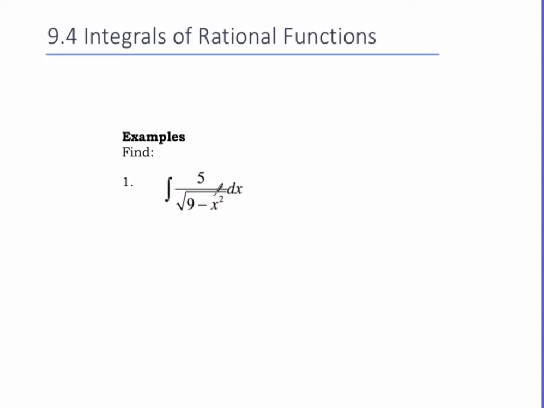So it's going to be equal to arcsine of x over a. In this case, a is 3 because 3 squared is 9. And then, of course, don't forget the plus c.